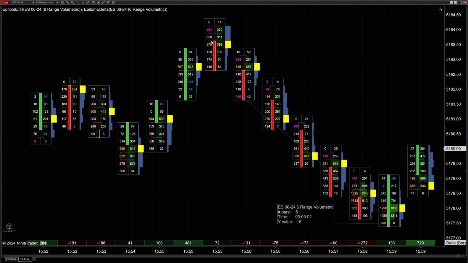Notice the candle that made the high, we have 1 sell imbalance, no buy imbalances. The next candle, 2 sell imbalances, no buy imbalances. So what direction do we think the market is likely going to go next? It is likely going to go lower, and that's exactly how this shook out.